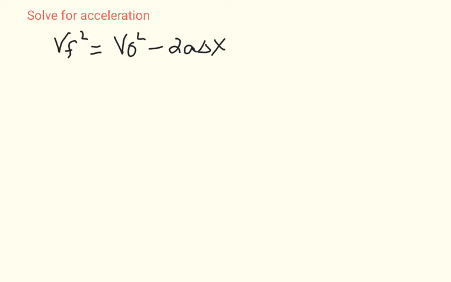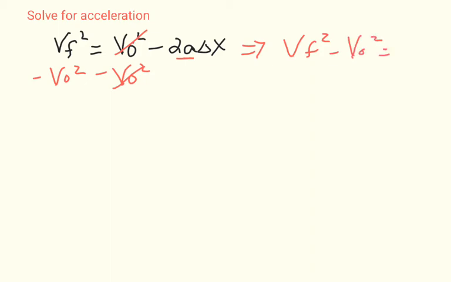Alrighty, so here's our formula. We said it was going to be final velocity squared is equal to initial velocity squared plus 2a delta x, and we need to solve for a. So let's go ahead and get started. This is the variable we're looking for, so we're going to start getting rid of everything else. First, we're going to subtract initial velocity squared on both sides. That cancels here, and therefore we are left with final velocity squared minus initial velocity squared is equal to 2a delta x.